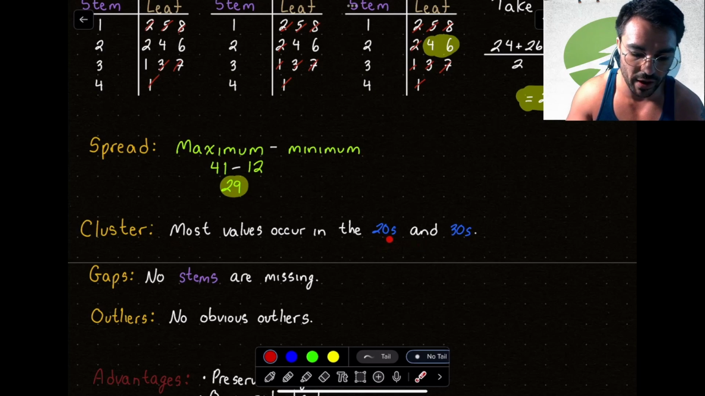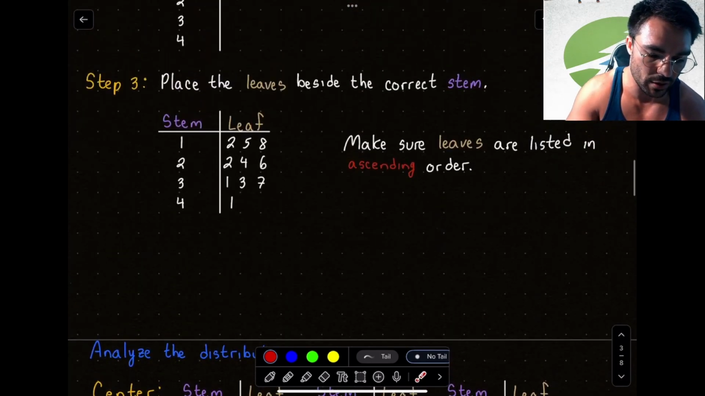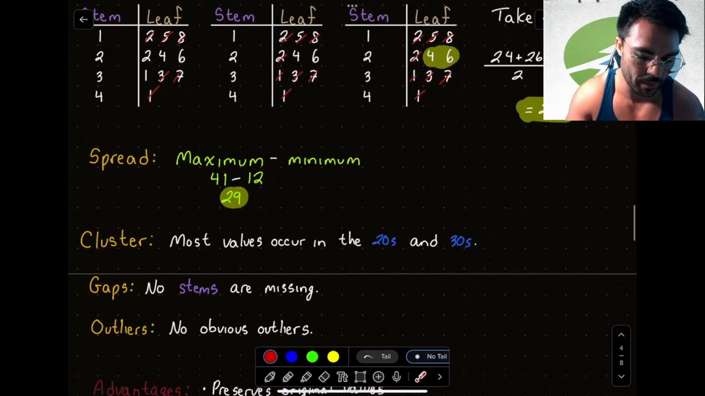Cluster: most of the values occur in the 20s and 30s. And again, we could see that just from looking at, let's go back up to here. Most of the values are right here. Sure, we have 3 here, but these are our middle ones. We could say the 20s and 30s is our cluster.